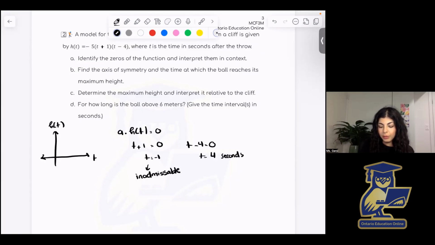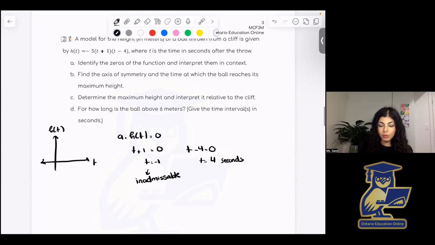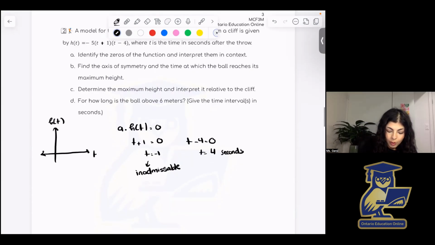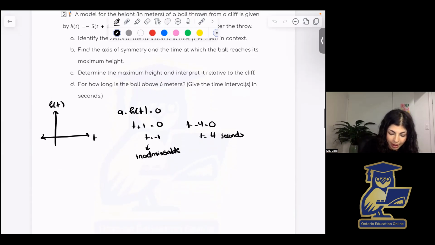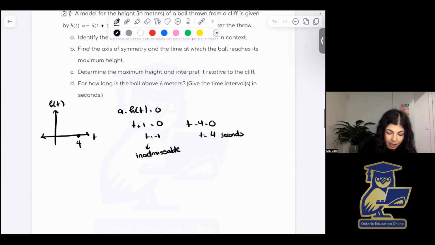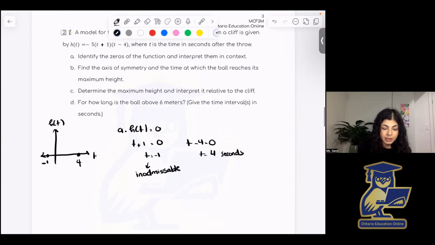And our interpretation would be that when the height is equal to 0 at time 4 seconds, that means that the ball has now landed on the ground after it being thrown from the cliff. Now for part B, we want to find the axis of symmetry, which is going to give us that maximum height. So now we know that we have at point 4 here, or at t is 4, we have a point. So for the axis of symmetry, oh, and we also have technically a point at -1, even though we're not going to count it for this word problem, but for a parabola and that formula, it does exist.